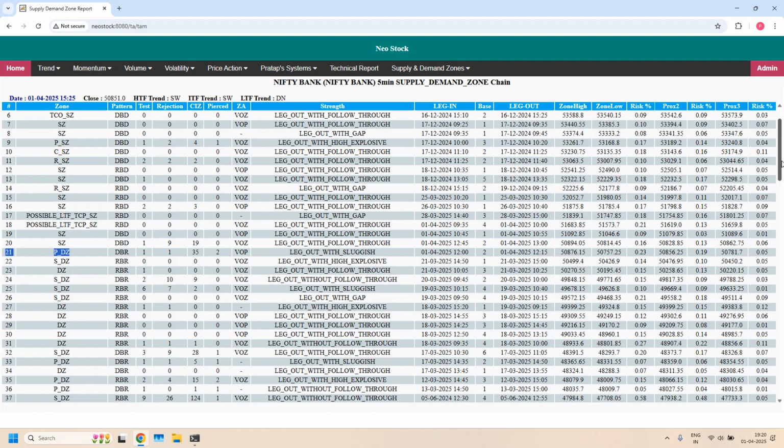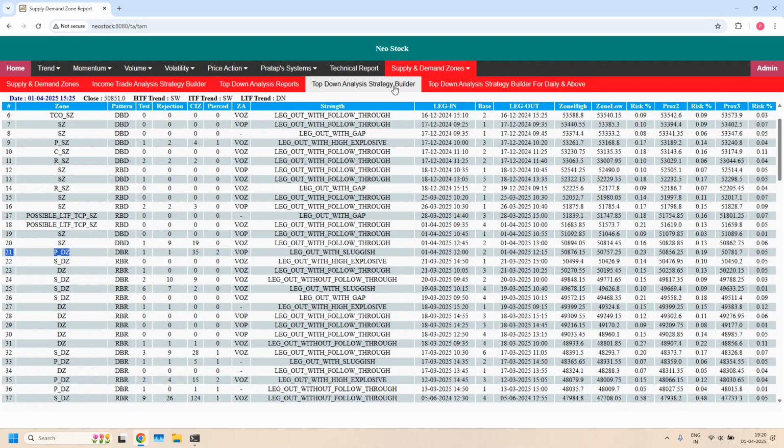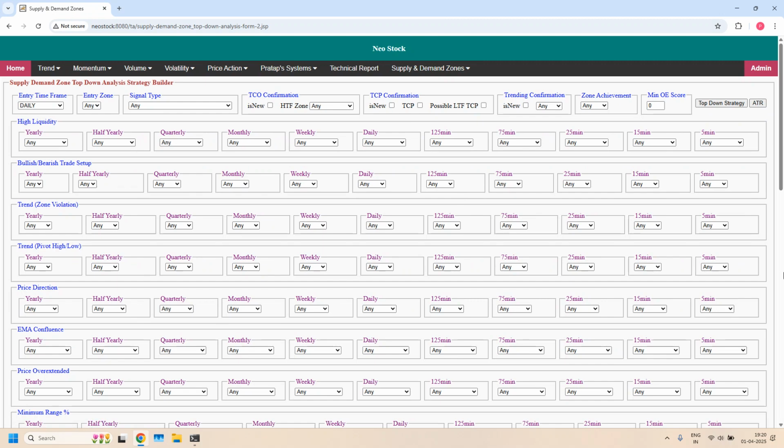So with this we have completed both Nifty and Bank Nifty supply demand zone chain reports. Next we will find stocks near demand and supply zones for different time frames.